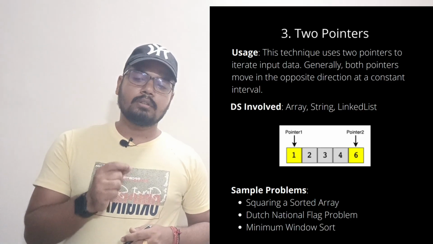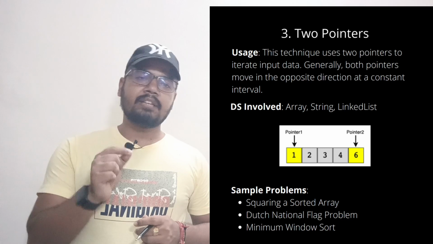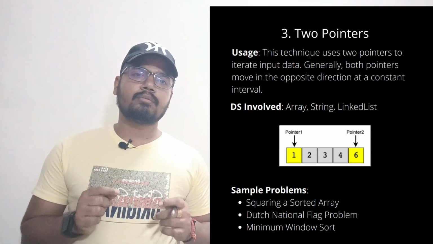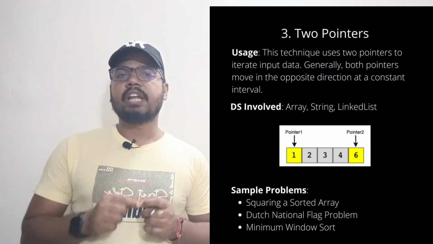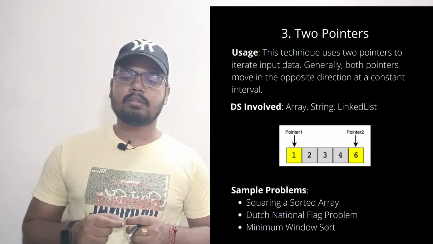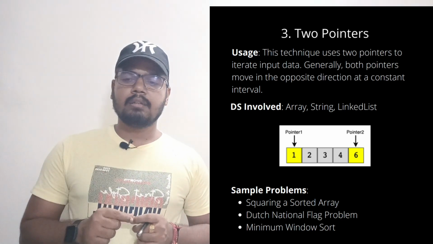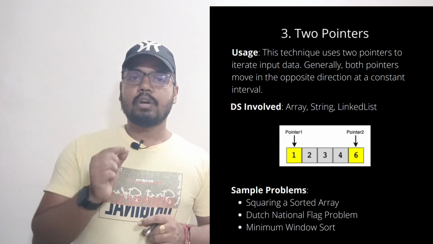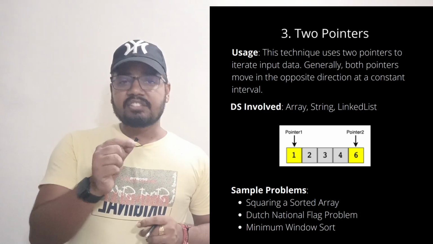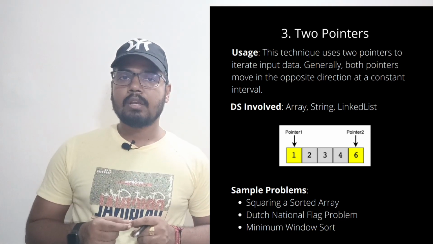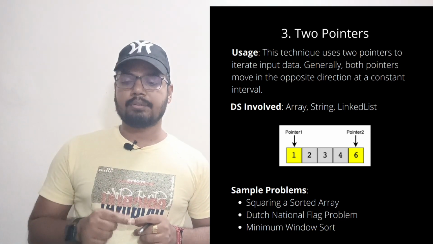The third pattern is two pointers. The two pointers technique is used to iterate the input data. Generally, both pointers move in opposite directions. The data structures involved in two pointers are array, string or maybe linked list. Examples of two pointers are squaring a sorted array, Dutch national flag problem, and minimum window sort, which use two pointers.